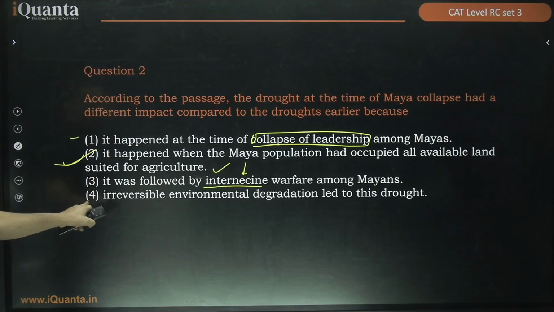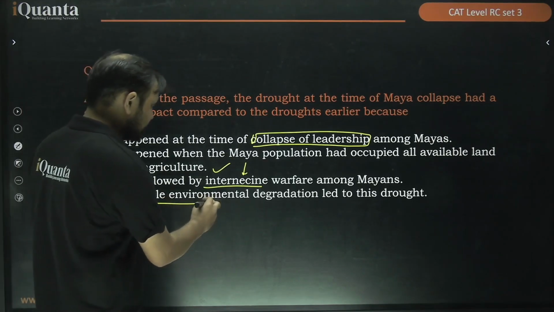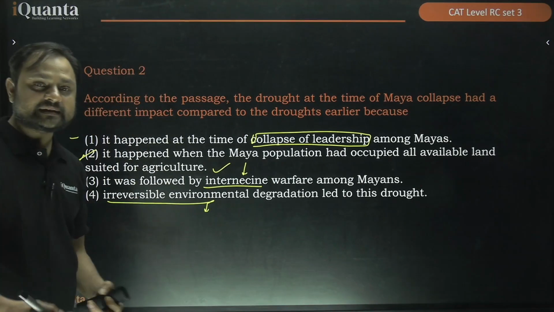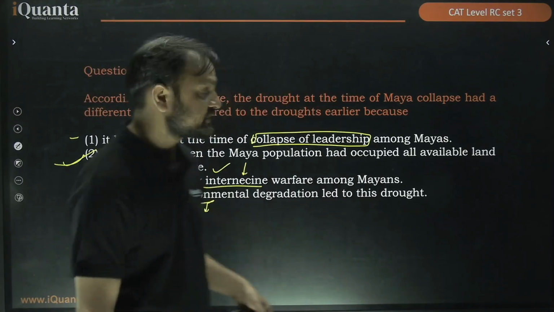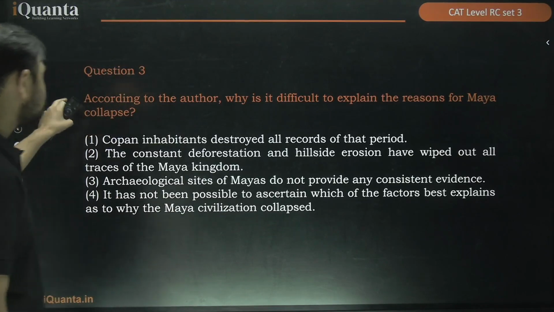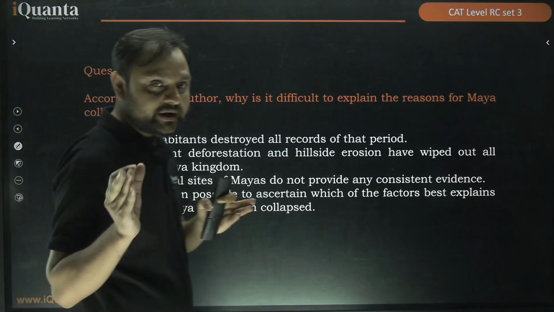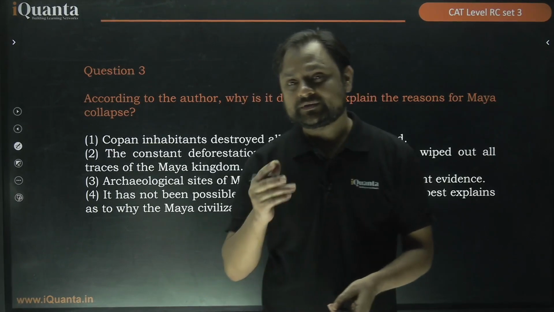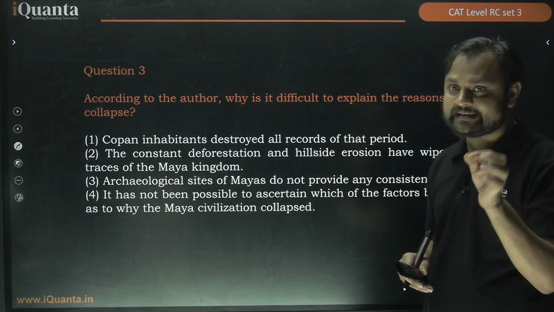And 4 says that irreversible environmental degradation led to this drought. No, nothing like this has been hinted towards. The clear discussion is that no excess land was available, and that is why it was more severe than the previous droughts. Question 3 says that according to the author, why it is difficult to explain the reasons for Maya collapse. The author is actually trying to explain the reasons for Maya collapse, but he also agrees that it is very difficult to pinpoint the exact reason behind the collapse.